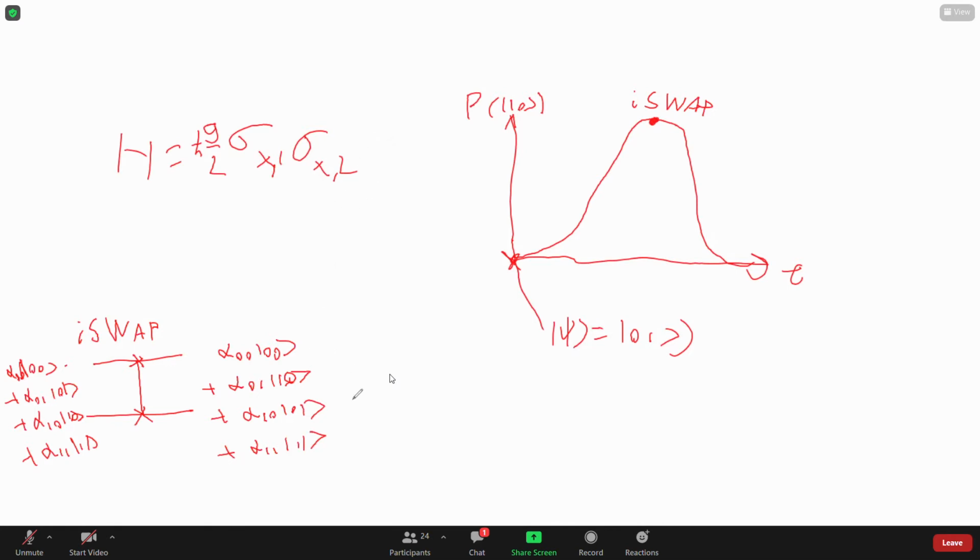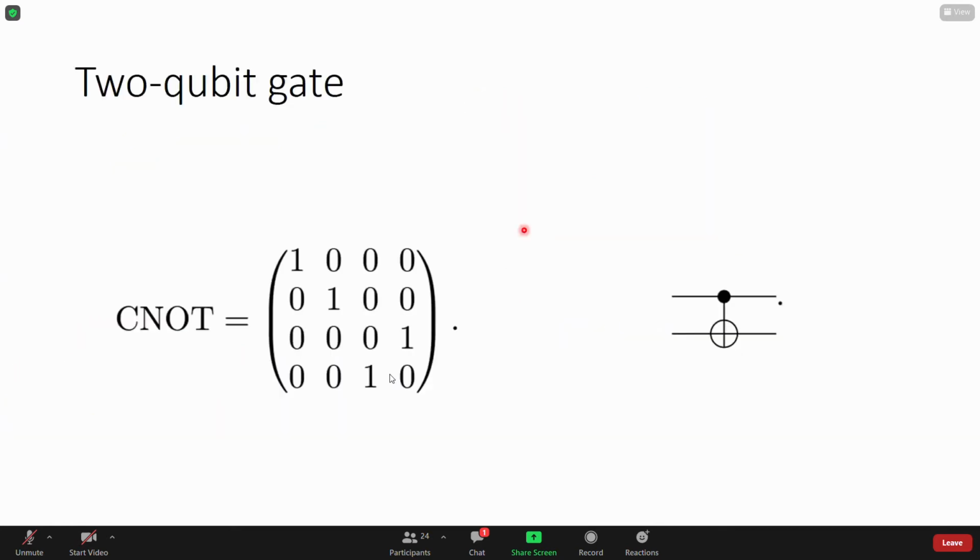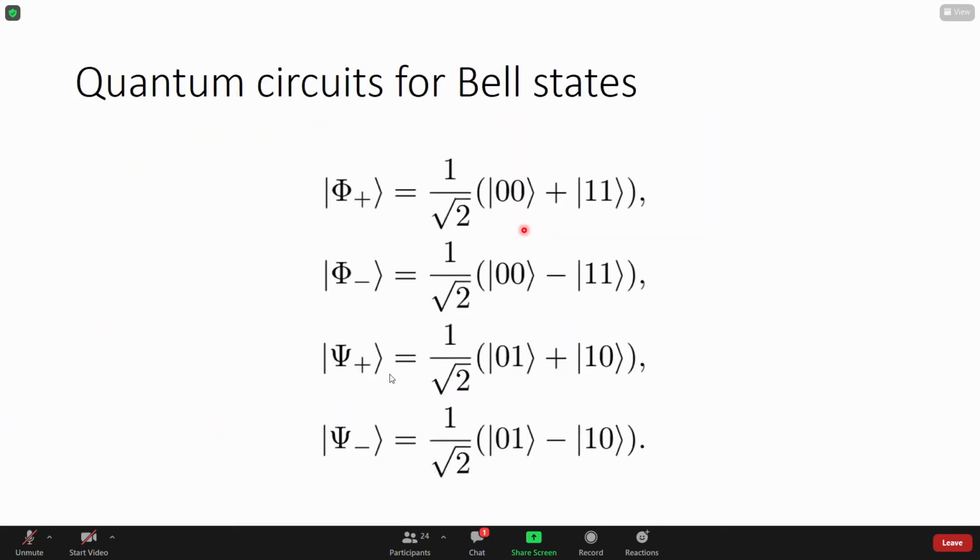So this is the iSWAP gate, which is again one of the interesting gates that you would see. So with that, I think we can move on to our break. And when we come back, let's make quantum circuits that generate these Bell states as an example of how we can now use this idea of quantum circuits to generate states.